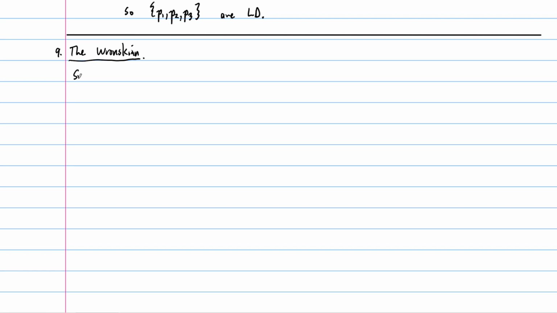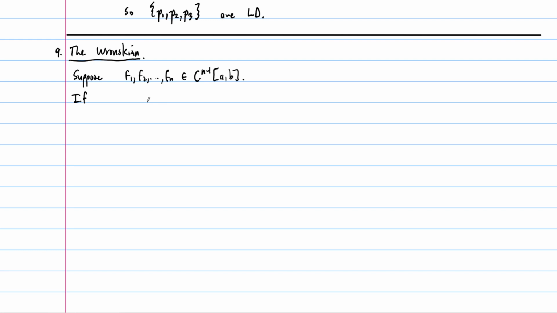So let's suppose that we have, in this case, n functions, f1, f2 through fn, in at least C^(n-1) of (a,b). So you have to have at least n minus 1 continuous derivatives for these functions. And we'll see why in a second. So again, we want to determine whether or not these are linearly independent or not. So let's start by supposing they are.